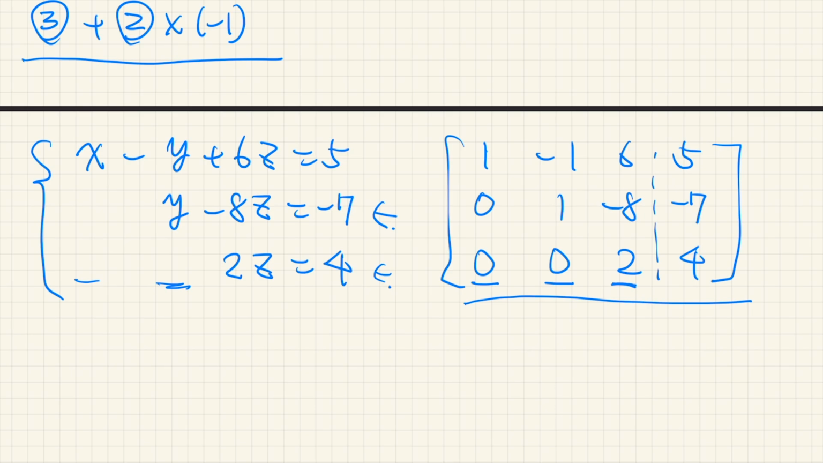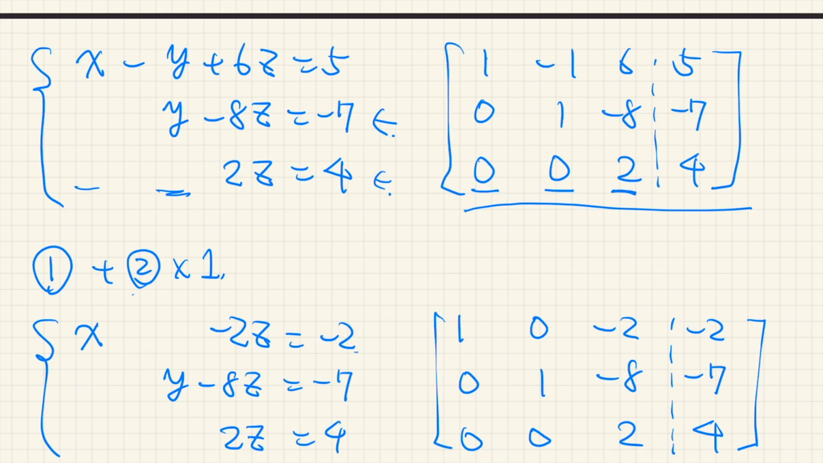And next, let's add to the first row the second row times 1. And of course, without changing the second row, only change the first row. And we get this. So y is gone from the first row, and accordingly, this coefficient for y is 0.